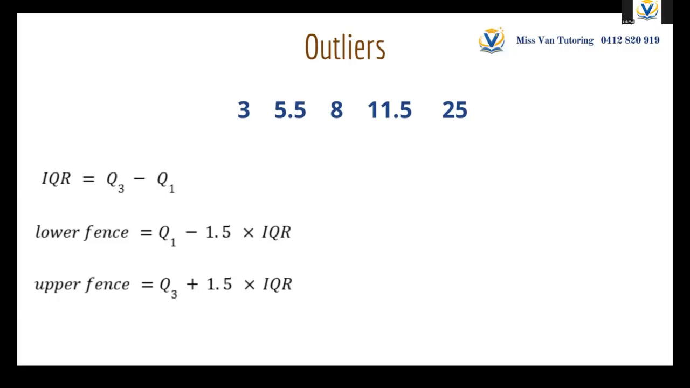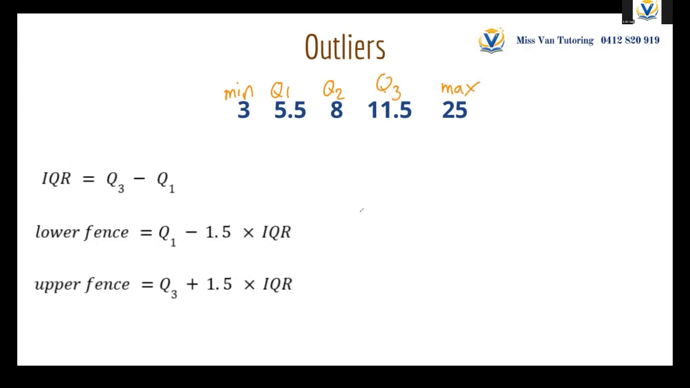Now if your question asks you to draw a box plot and include any outliers if there are any, you would need to find your outliers before you draw the actual box plot. So how do we find our outliers? These are my 5 number summaries. I've got a minimum over here. This is my Q1, this is my Q2, this is my Q3, and this is my maximum.